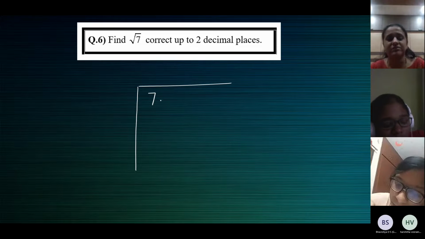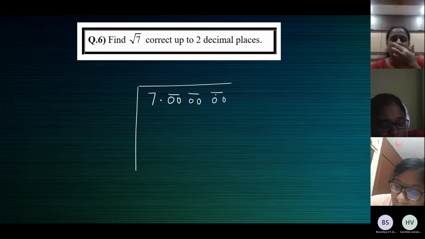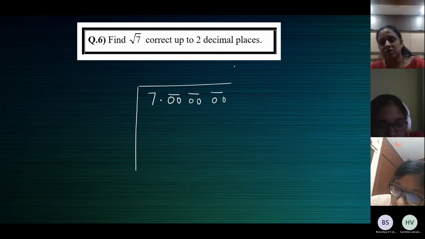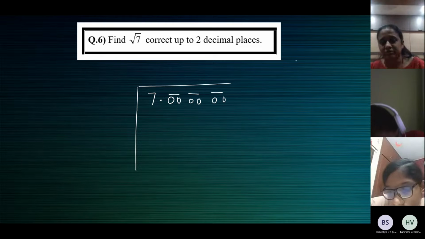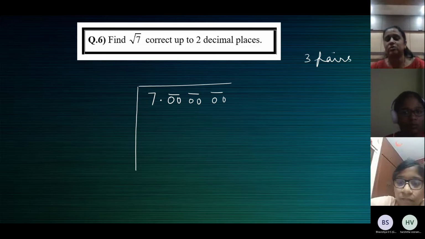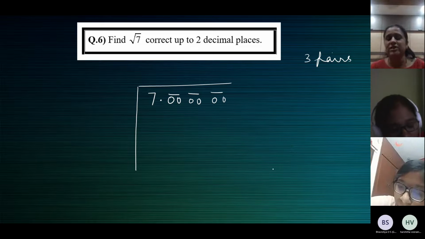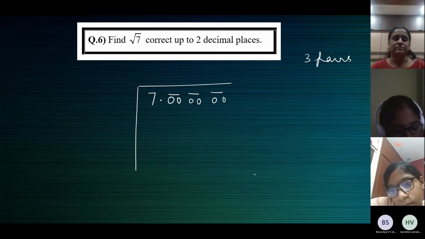7 means 7.000000. I've added 3 pairs of zeros because I have to find the square root up to 2 decimal places. If you have to find the square root of a number up to 2 decimal places, then add 3 pairs of zeros: 2 decimal places, 1 extra, 2 plus 1, 3. Add 3 pairs of zeros.